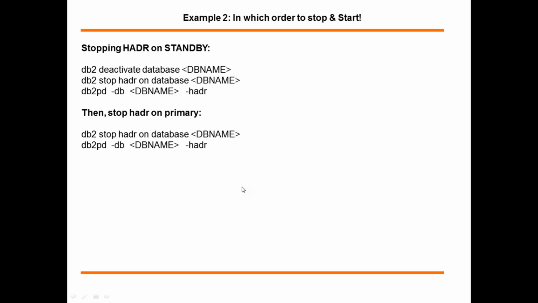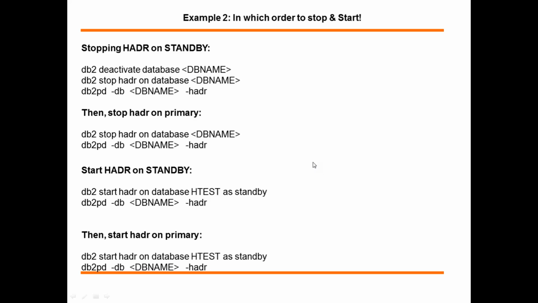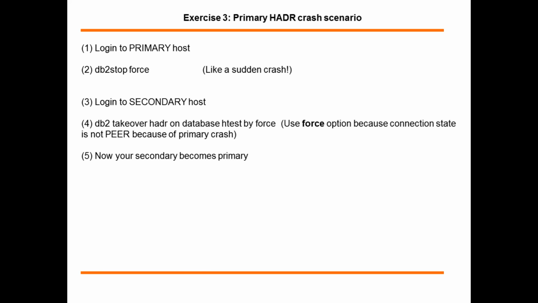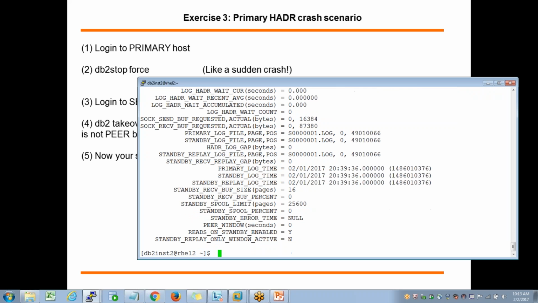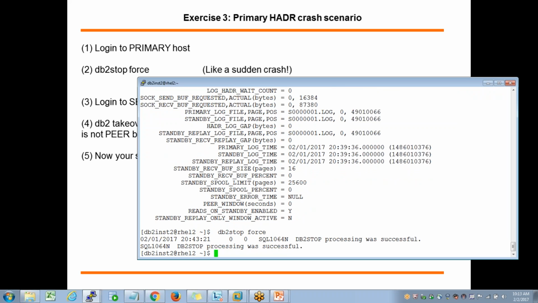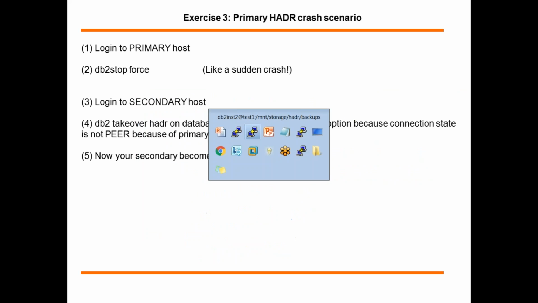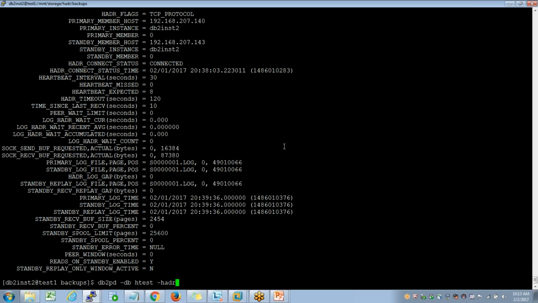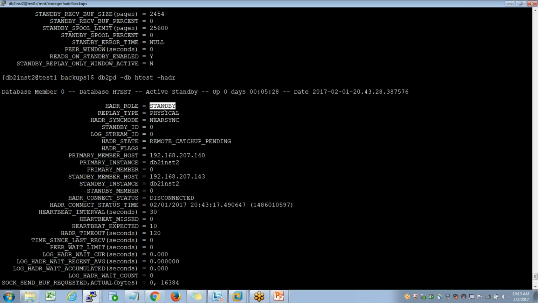Sometimes what happens is your HADR might crash. What if your primary HADR is crashed? So a crazy guy like me just typed a command called DB2 stop force. Your entire instance is crashed. Now what happens to the database here? It's still in standby state.